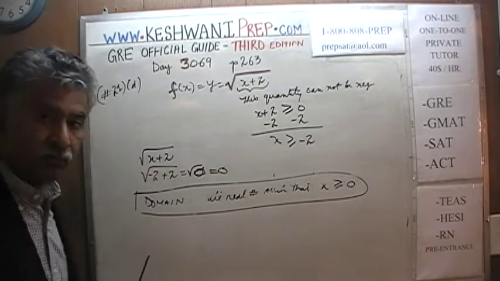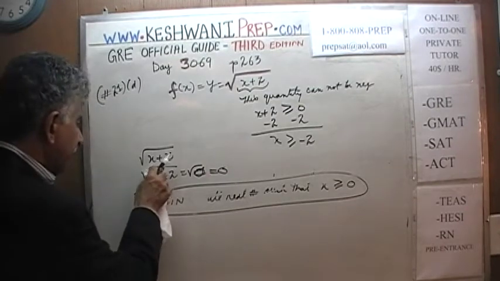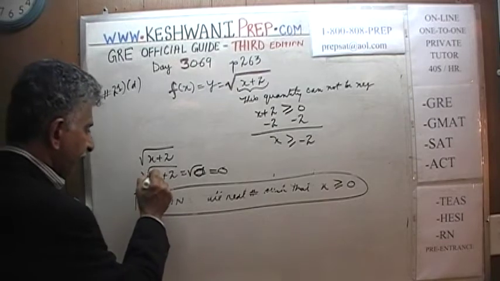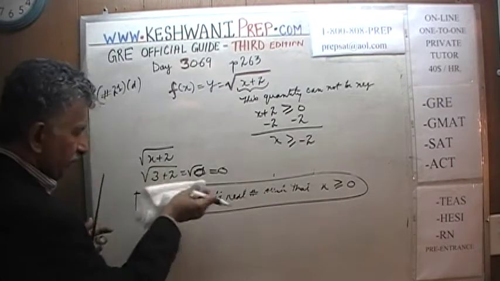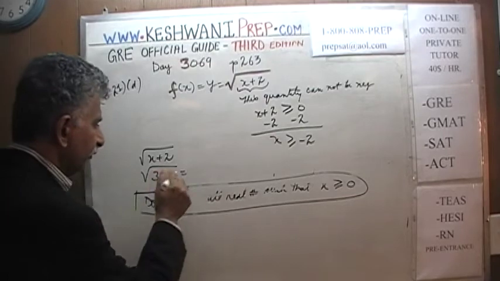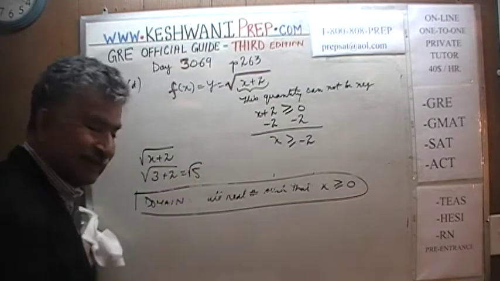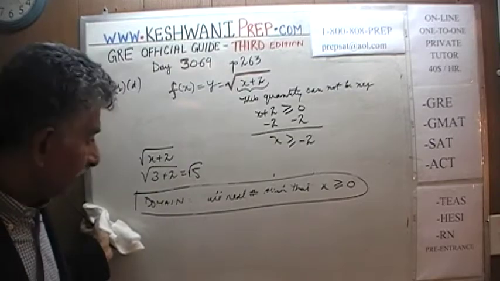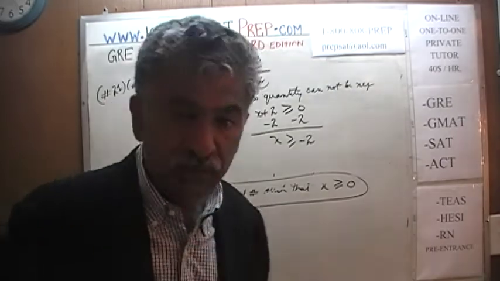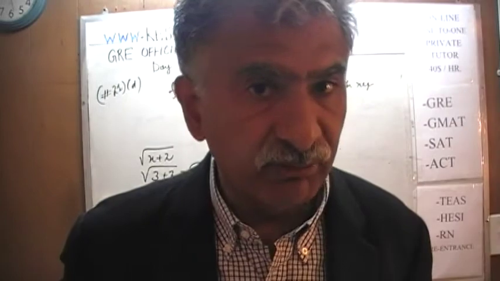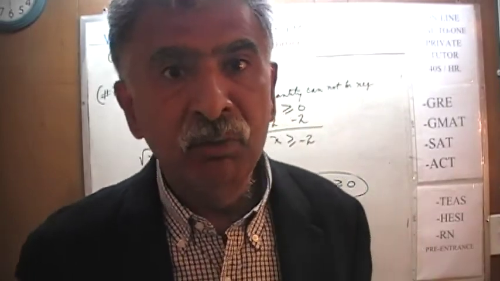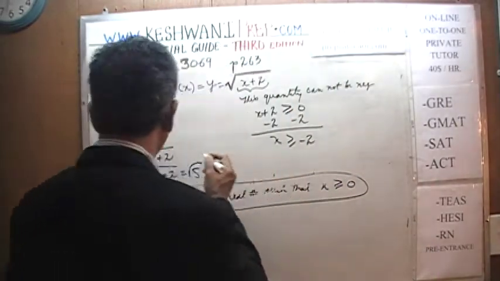X can be positive, of course, and it will be fine. For example, x can be 3, and 3 plus 2 is 5, we can take a square root of 5. That's a real number. Square root of 5 is approximately 2.2, but it is something that is real. We do not know the exact value of it because it's an irrational number, but we know it's approximately 2.2. It exists somewhere here on the number line.